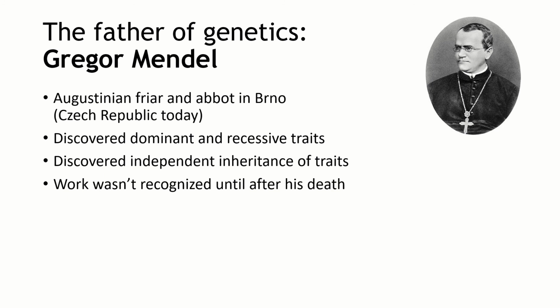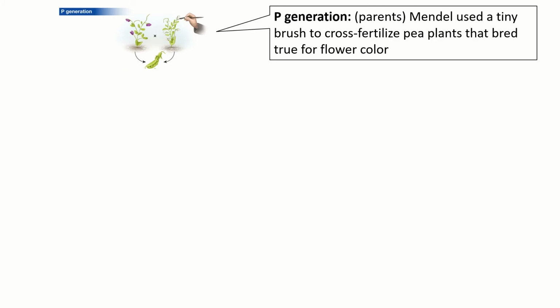So what did he do? He did these experiments with pea plants. And he took strains of pea plants that bred true for flower color. What that means is if you took these purple flowers and bred purple flower plants with other purple flower plants, you always got purple. Nothing else ever came up. Same with white. If you bred the white ones with the white ones, you always get white. So that's true breeding. So what Mendel did was he controlled which plants cross-fertilized with which others.